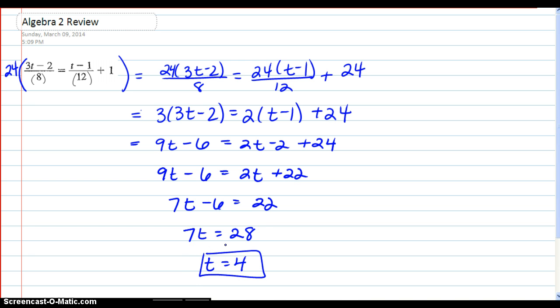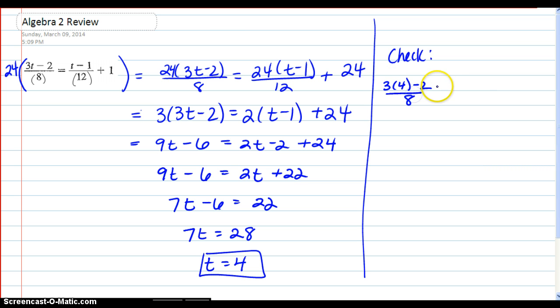What we've talked about doing in our problems is checking to make sure they're not extraneous. Again, if you are going to check, you just plug it in, or you can make sure that it doesn't divide by 0, but my check would be, is 3 times 4 minus 2 divided by 8. What do I get? I get 12 minus 2 over 8, or 10 over 8, which is 5 over 4.